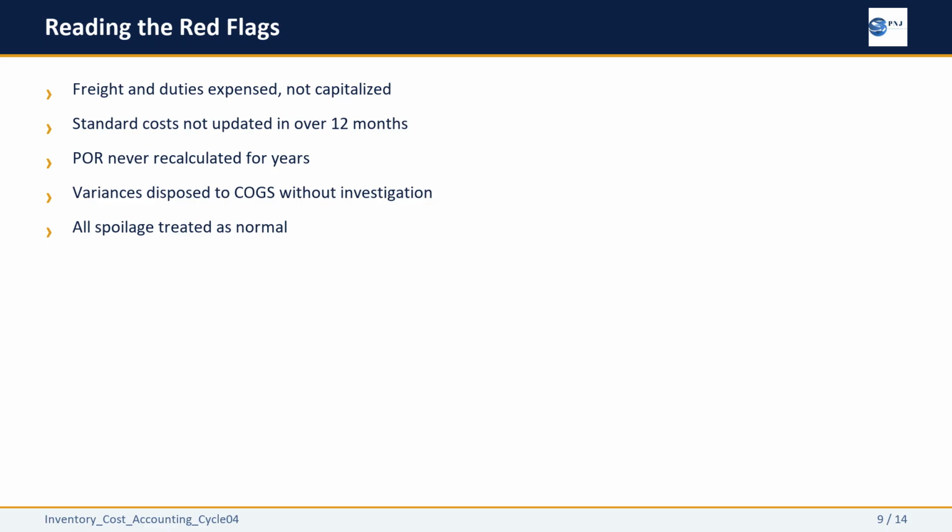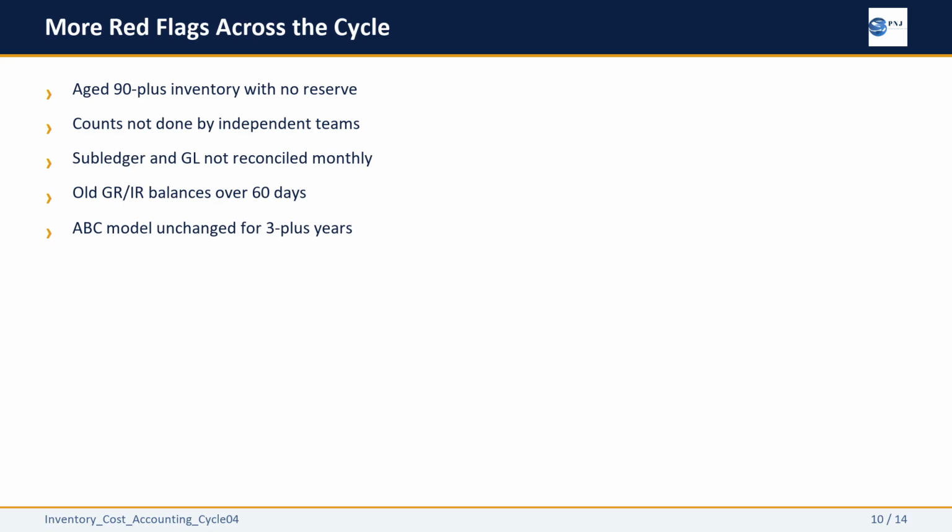When the POR is never recalculated, overhead absorption rests on obsolete assumptions. And when all variances are disposed to cost of goods sold without investigation, cost accounting has become bookkeeping, not management control. The red flags continue across the whole cycle. Large 90-day-plus inventory with no reserve means obsolescence is unrecognized, and LC/NRV is not being applied. Counts not performed by independent teams provide no assurance and can conceal theft.